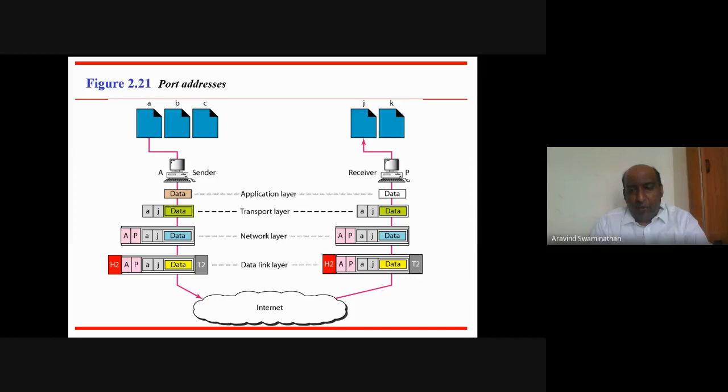The network layer header is getting added along with the data. I hope you are able to see this diagram with the port addresses. So in the network layer, which one is getting added? We see a small a comma j in the transport layer, which is the port numbers. We see a capital A and capital P, which is nothing else but the source IP address and the destination IP address.